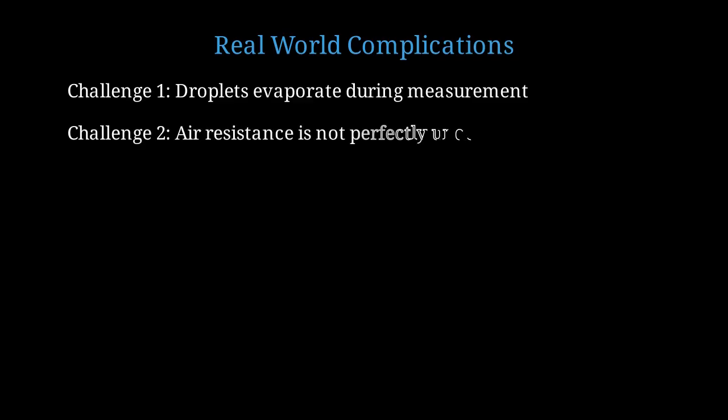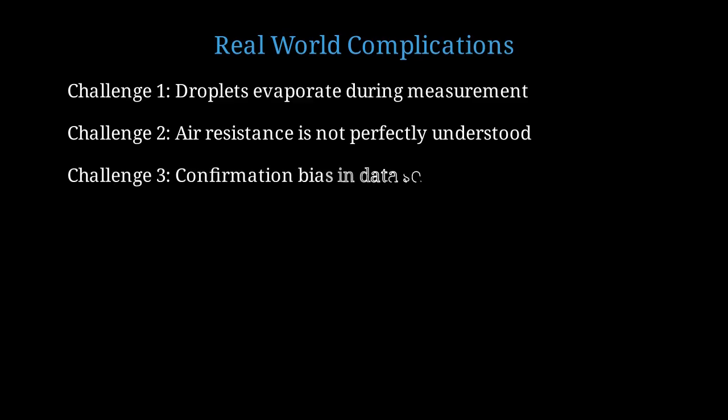Second challenge. The formula for air resistance on tiny droplets, called Stokes' law, breaks down at the micrometer scale. Millikan had to develop corrections for this. Getting the physics right matters for getting the right answer. Third challenge, and this is important from a scientific integrity standpoint. Millikan has been criticized for cherry-picking data. He apparently discarded measurements that didn't fit his hypothesis. This is a cautionary tale. Always report your data selection criteria transparently.